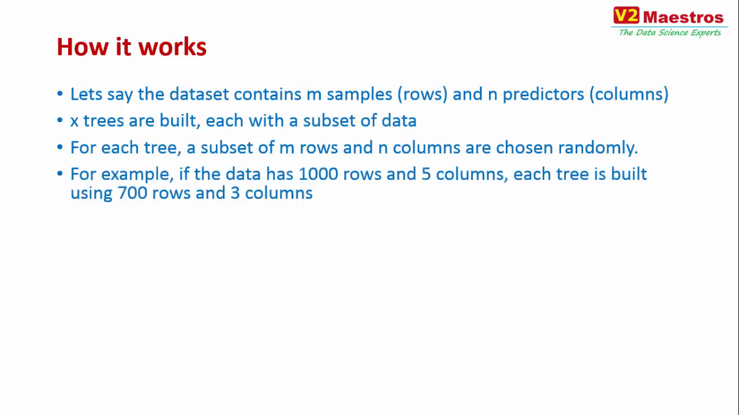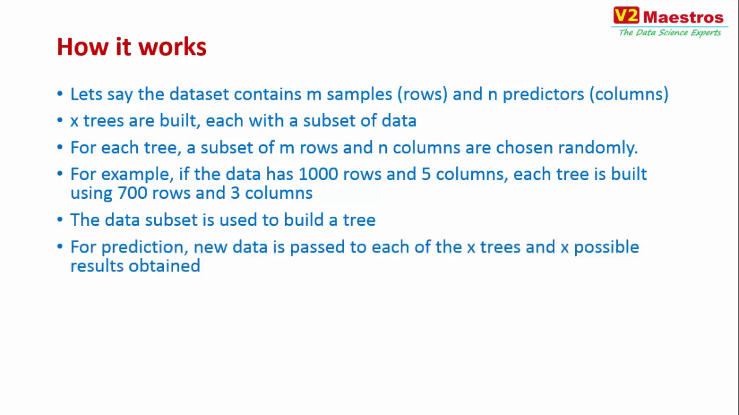For example, if you have a data set that has 1,000 rows and 5 columns, each tree might be built using 700 rows and 3 columns. So you choose randomly 700 rows and 3 columns and then use that data subset to build a tree. You don't have to worry about writing code for choosing these rows and columns, because random forest implementations or libraries will do it for you. This is more for your understanding. Sometimes you can control what percentage of rows and columns you want to choose for every tree you build, but mostly they optimize that selection themselves.